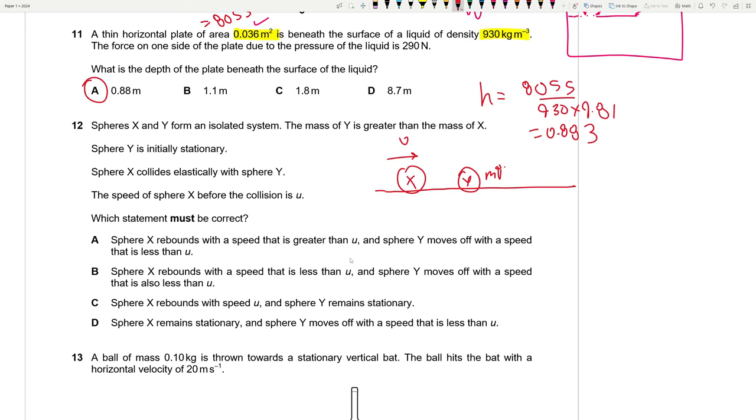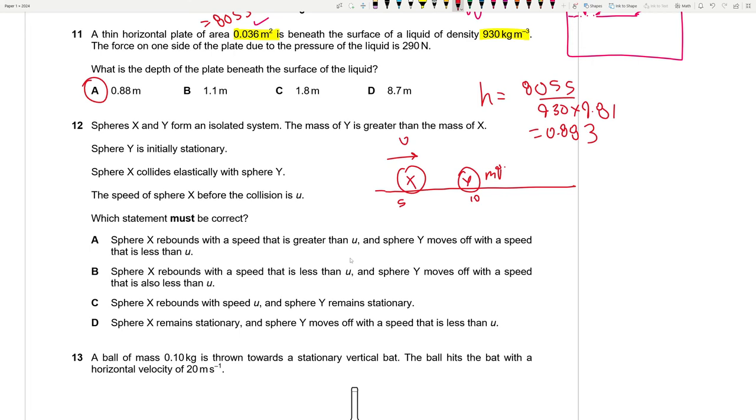So suppose this is like 5 kg and this is 10 kg. Sphere X rebounds with a speed that is greater than u, and sphere Y moves off with a speed that is less than u. That is impossible. That's actually impossible because it's an elastic collision.